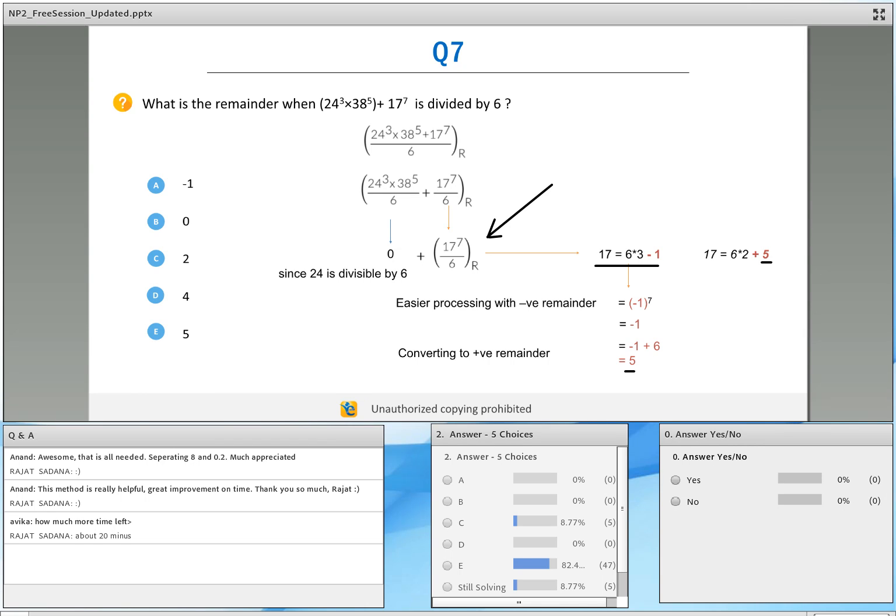Rohan says, does this help? First of all, can you see the utility of negative remainder here? And Rohan, good question. Rohan says, what if it wasn't one? What if you couldn't do one way or the other? The GMAT won't throw that at you.